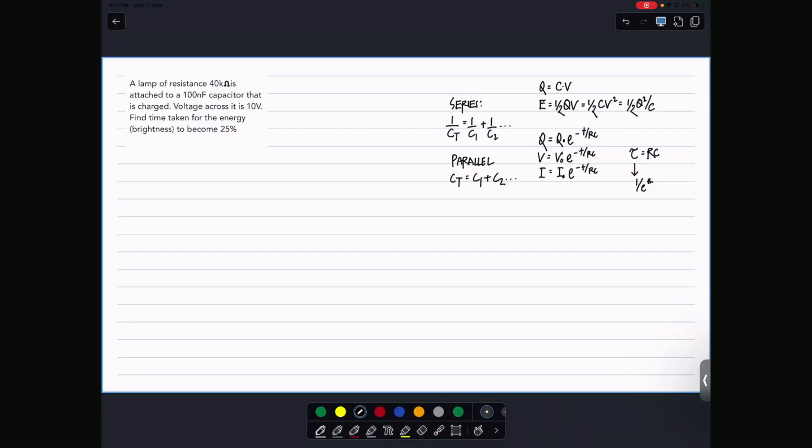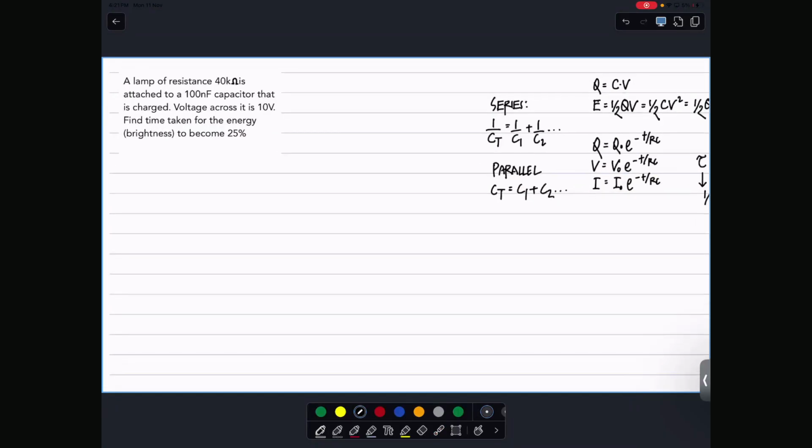Okay, I think we spent enough time here. So let me tell you what to do here. You have this lamp with all the properties given, so it's 40 kilo ohms and it's attached to a capacitor. The voltage is 10 volts, that's maximum brightness, and it's slowly going to dim down because the capacitor is going to discharge, so the bulb will start to dim down. The question is, how long do you need to wait for its brightness to become 25%? Brightness, which by the way I have already mentioned, is the energy of the lamp, right?